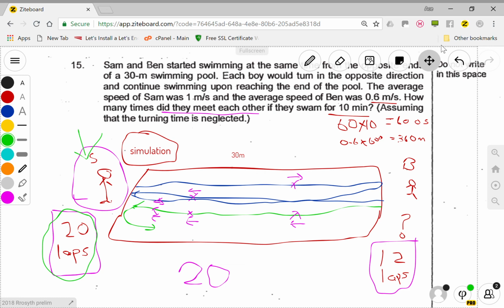Okay, so that's for this Rosyth paper. Everything else she got correct. So that's really great.